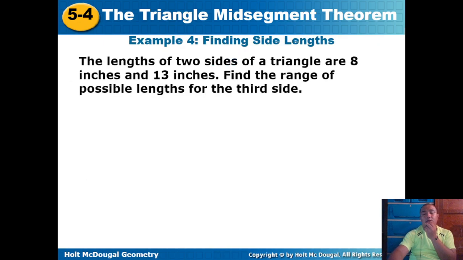The lengths of 2 sides of a triangle are 8 inches and 13 inches. Find the range of the possible length of the third side. So 8 plus 13 is 21. The range should be between 5 and 21. Between 5 inches and 21 inches. It cannot be 5 and it cannot be 21, because then the sum would be equal.